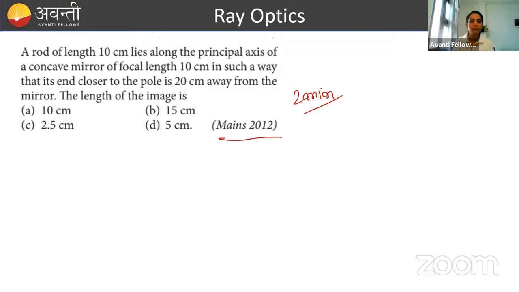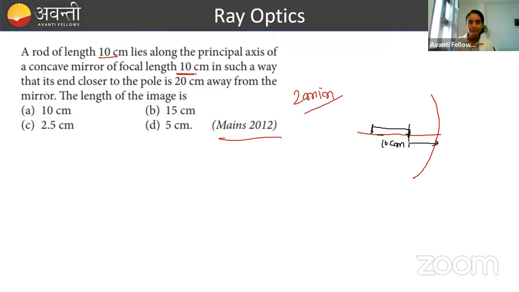Not getting it? What is the question given? Look, the values are given in the question. In the first question itself I discussed how you will calculate it. Don't approximate, simple values are given, so go with the values. What are the things given here? There is a rod of length 20 cm. So take a rod; its length is given as 20 cm. The focal length is 10 centimeter, in such a way that its end closer to the pole is 20 centimeter away from the mirror.